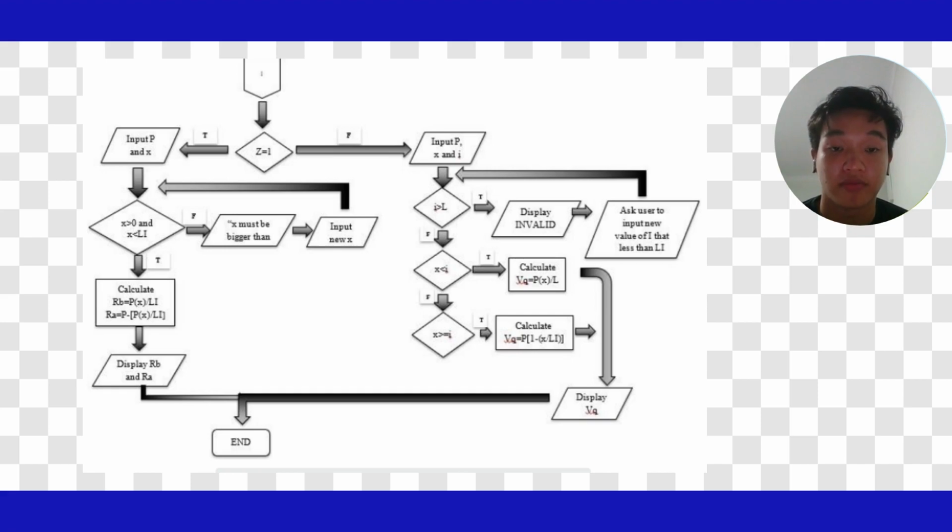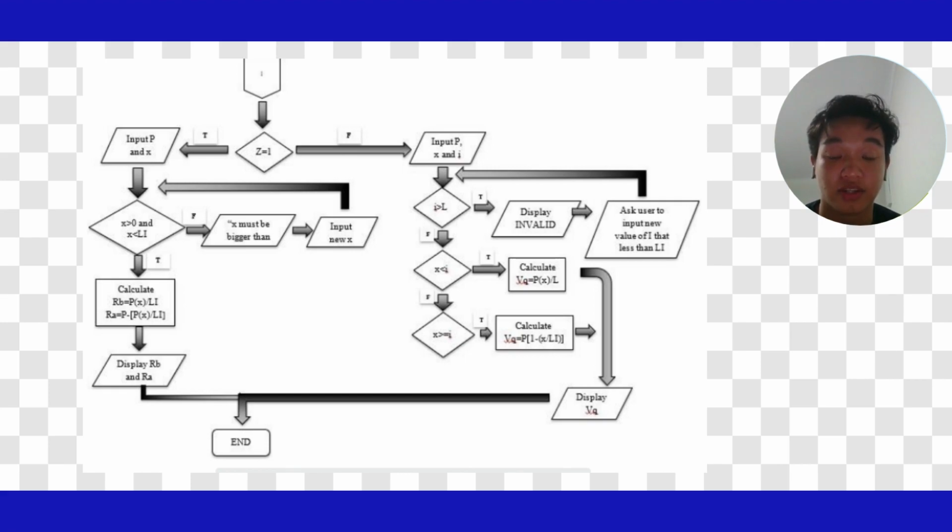If Z equals 1, the program checks whether X is bigger than 0 and X is less than Li. If it's false, an error message is shown and we need to input a new X value. If it is true, then the calculation for Rb and Ra will be done, and it will display reaction B and reaction A.